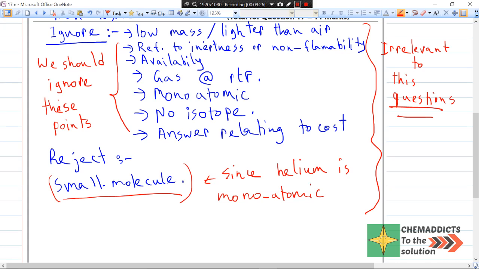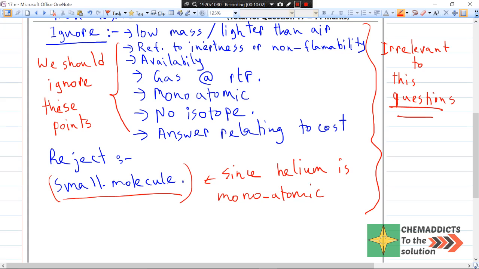Monoatomic. There we have written small atom. So instead of writing monoatomic, we should write small atom. Instead of giving the answer reference to inertness or non-flammability, we should write non-toxic, as you can guess. As we can compare with the earlier answer, instead of writing low mass, lighter than air, we should write low density or less dense than air, then it should be more appropriate.